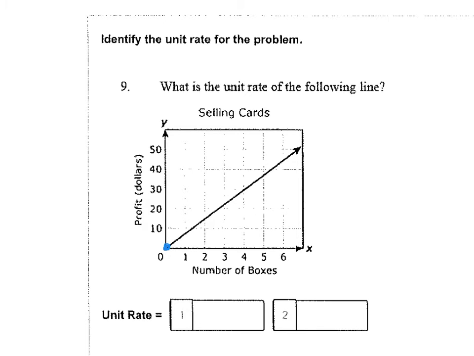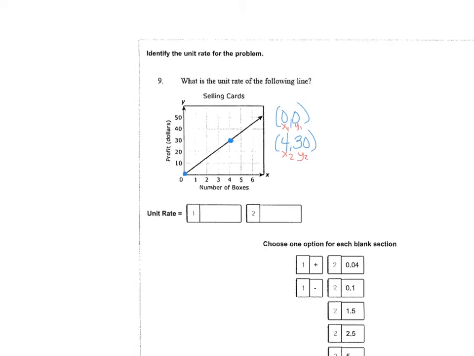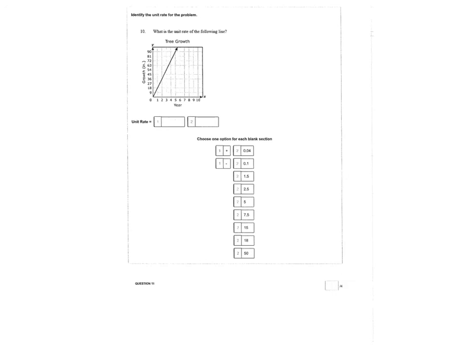Two points I have are 0, 0. And this is the only other point I see that I can use. So 4 and 30. So x, y, x, y. Use your formula to find your slope or rate of change.